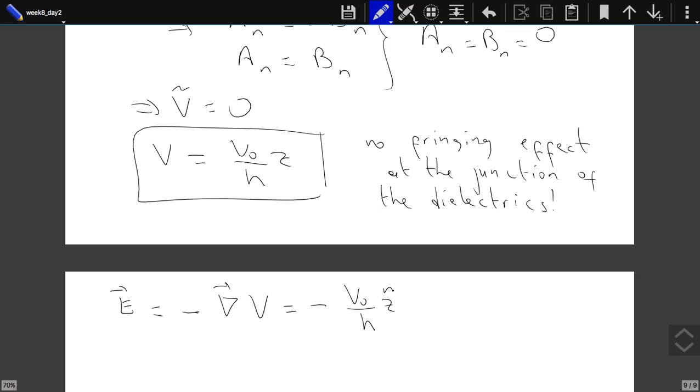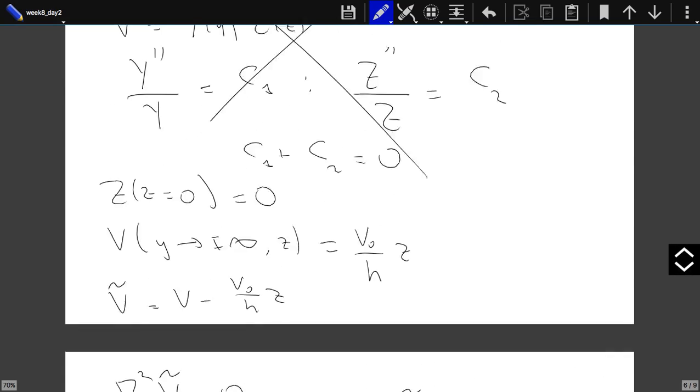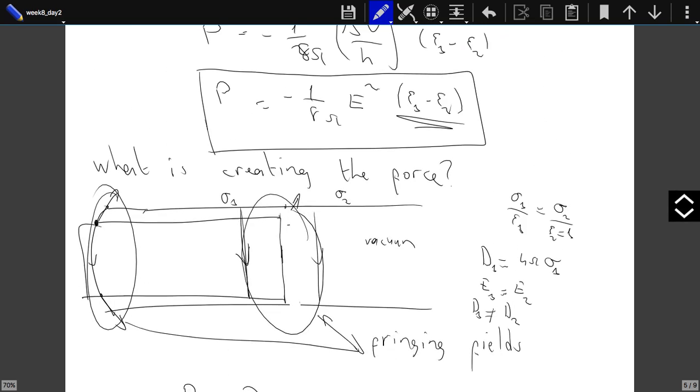We can also say that there are also no boundaries. Well, there are boundaries, many boundaries. There's the boundary between the interface, there's the upper plate, there's the lower plate, there's the boundary at infinity. All of them are boundaries. So going back to our interpretation of the forces, there are no fringing fields over here. The force is basically created by the fringing fields at the end of the capacitor.